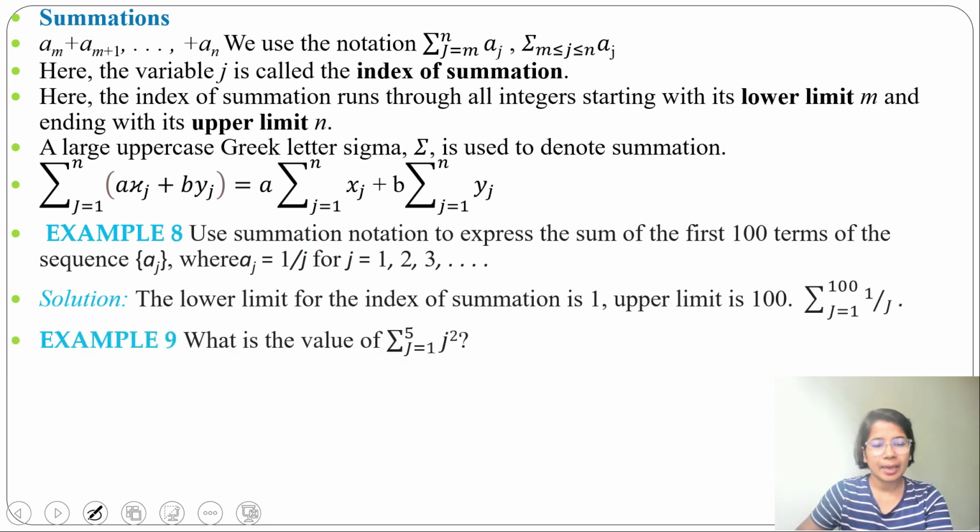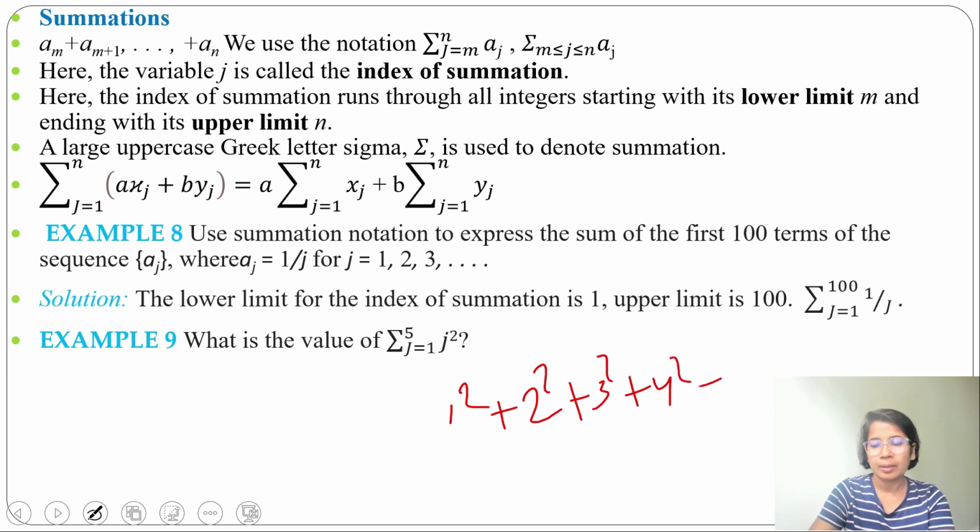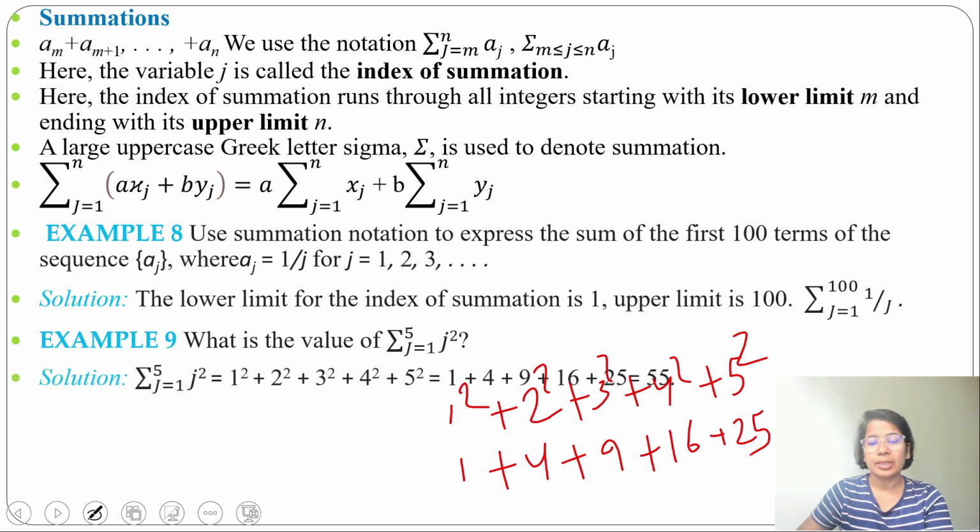Next, example 9. What is the value of sum j equals 1 to 5 of j square? So it will be 1 square plus 2 square plus 3 square plus 4 square plus 5 square. 1 square is 1, 2 square is 4, 3 square is 9, 4 square is 16, 5 square is 25. After addition, we will get 55.